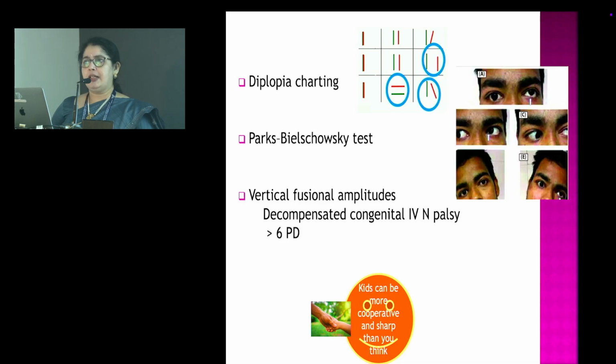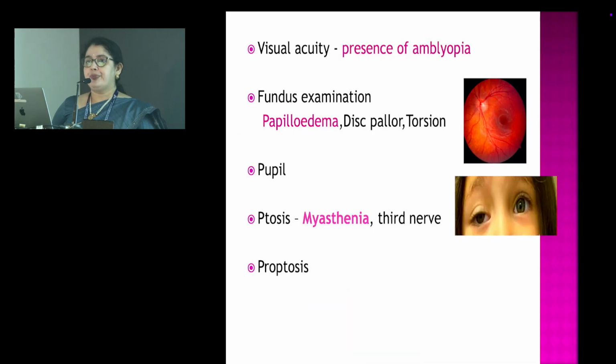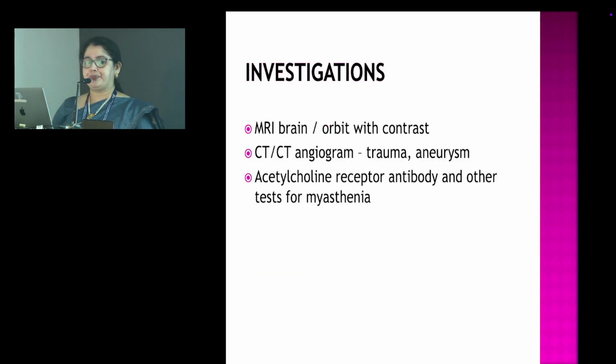Then in vertical deviations, the Parks-Bielschowsky test and the vertical fusional amplitudes, if you suspect it is a congenital fourth nerve palsy. Now, visual acuity, if amblyopia is present, again it points towards a slightly chronic etiology. Fundus for papilledema, disc pallor, torsion of the fovea, pupil definitely, and ptosis. Don't ever forget ptosis, which is a very important finding, and proptosis.